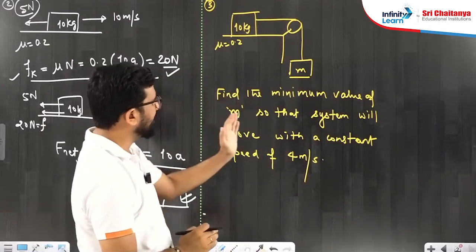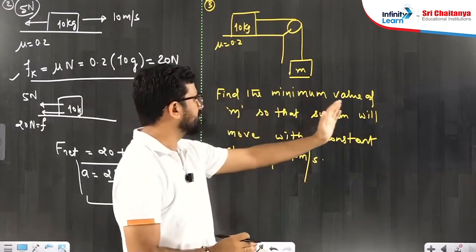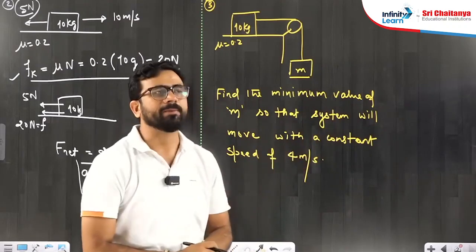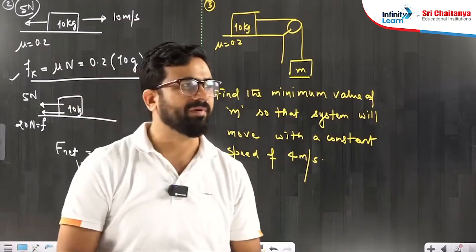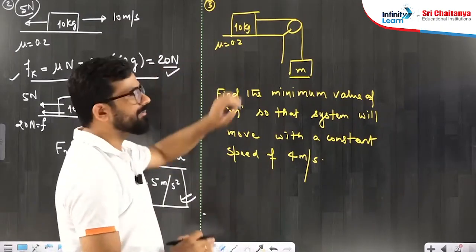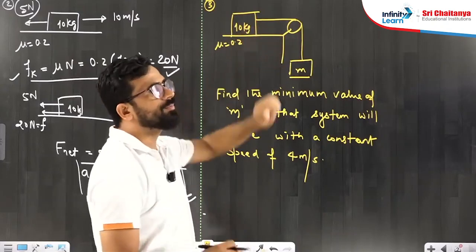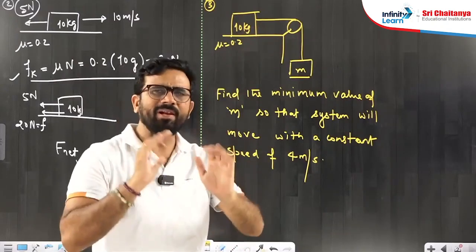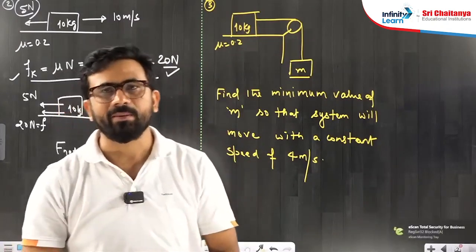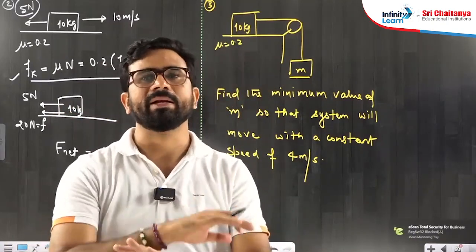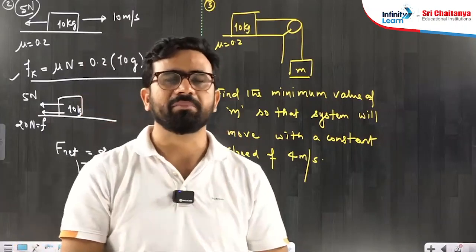It is given to you: find the minimum value of m so that the system will move with a constant speed of 4 meter per second. This is the question. Now we have to solve it. What is the meaning of this? That means this system wants to move with a constant speed. What is the value of speed? It doesn't matter. It may be 0.1, it may be 4, it may be 10, it may be 20, it doesn't matter.